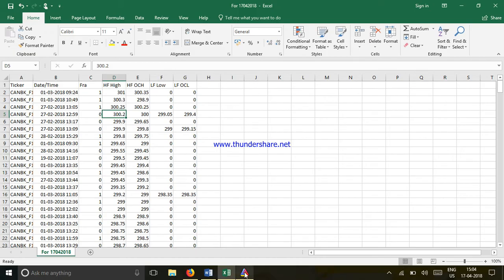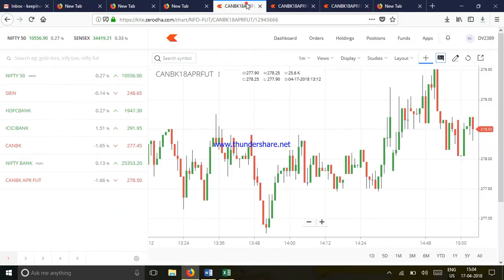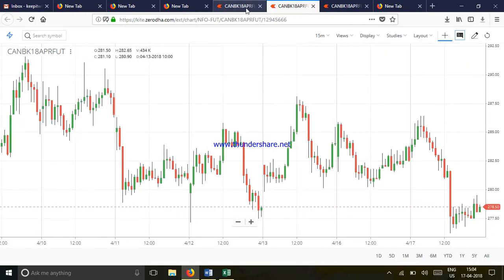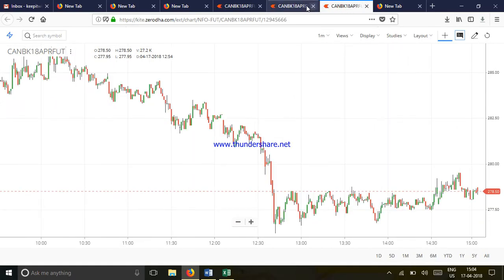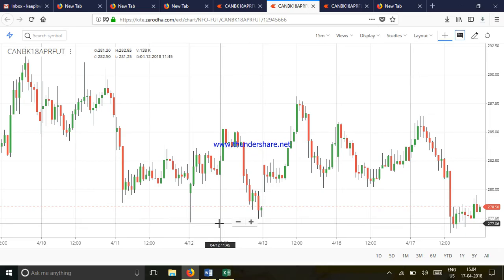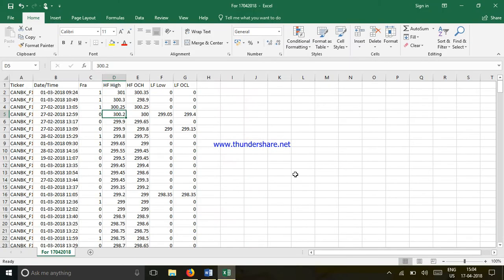So today is the 17th, and we have live data ticking. I use Kite from Zerodha. We have the same Canara Bank futures, April futures. This is a 15 minute chart and this is a 1 minute chart. We need both of them. The basic theory is we are left with the remaining fractals which are not cancelled in the 1 minute chart of Canara Bank futures, with their body colors. Green body is 1, red body is 0. This is what we are ready with.